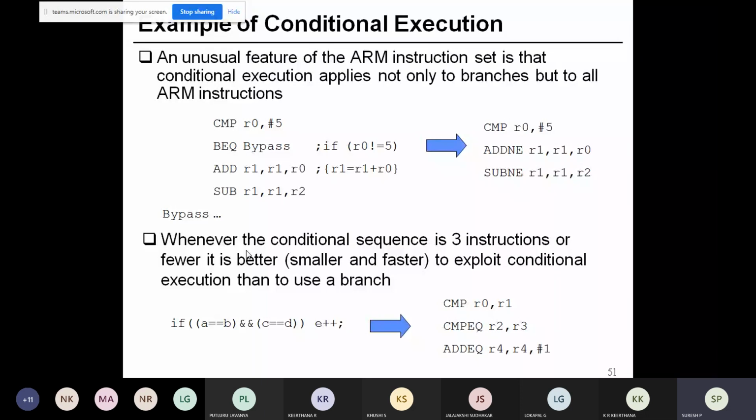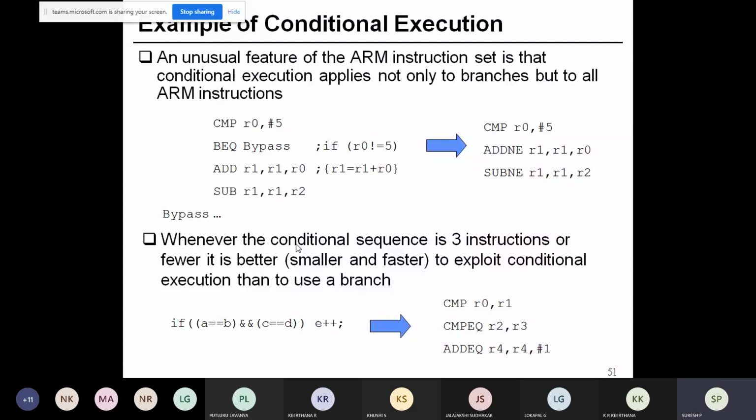You are going to apply for 3 different instructions. At that time, you have to exploit conditional execution without having the branch instruction. B gives a branch instruction. If the conditional has 3 instructions or fewer, it is better to make use of conditional execution in the instruction itself.